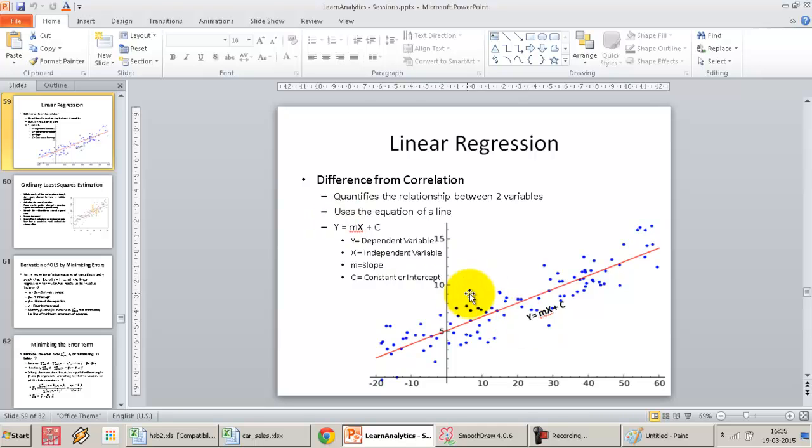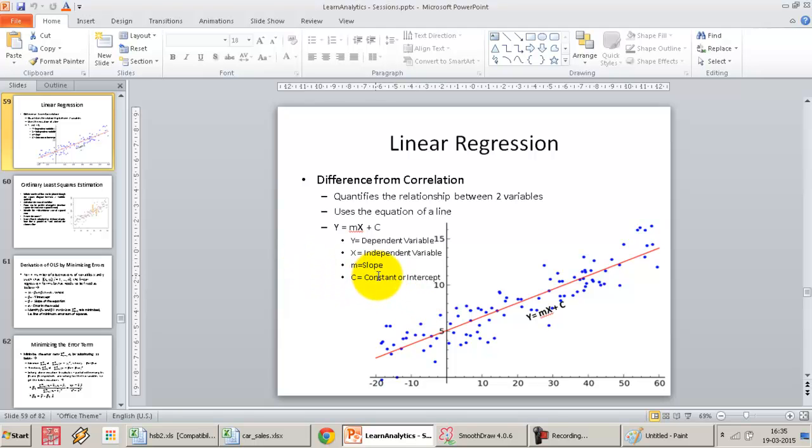y is always termed the dependent variable, and x is termed the independent variable, but that does not mean y is dependent on x or x is dependent on y, or vice versa. That's only the terminology used. And m is the slope between y and x. One way of looking at the slope is: if I change x by 1 unit, y is going to change by m units. So a unit change in x gives us how many unit changes in y. That gives us the slope of the equation.